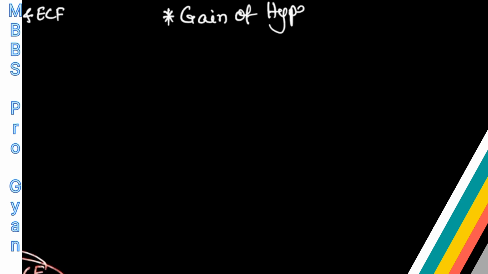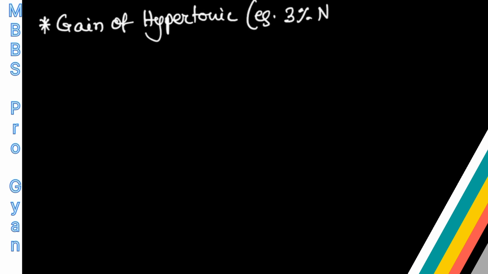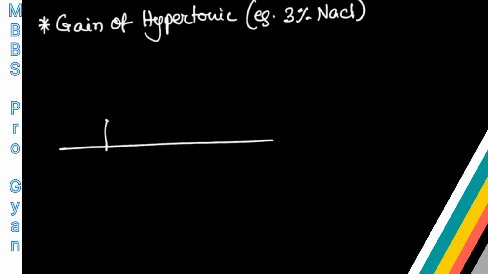Gain of hypertonic fluid. Okay, there are certain conditions where you have to give an infusion of 3% NaCl solution to a patient. So this is 3% NaCl, a hypertonic solution. If you give this kind of hypertonic solution, how is this diagram going to change?